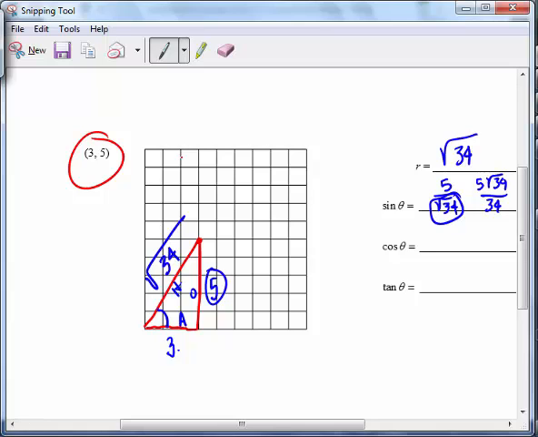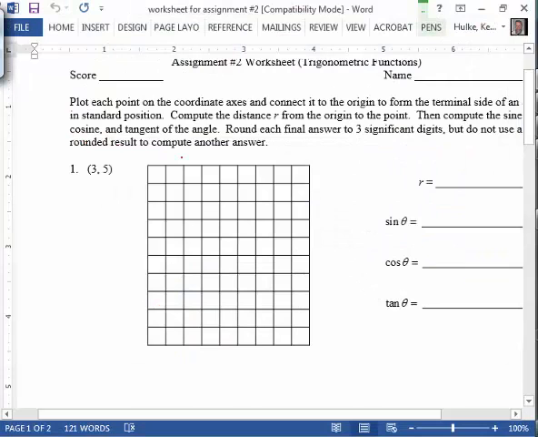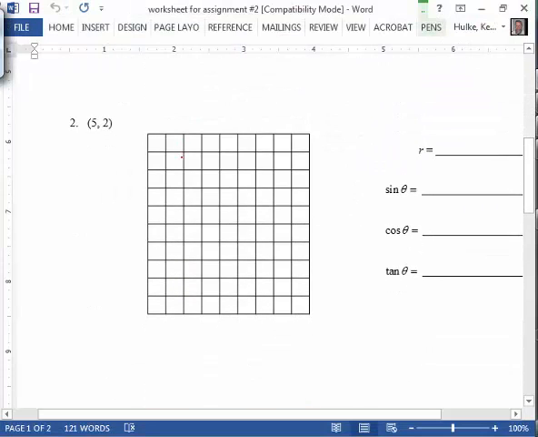Cosine is 3 over root 34, which is 3 root 34 over 34, and tangent is opposite, 5, over adjacent, 3. Maybe I will do another one just so that you can see what you're supposed to be doing on these.